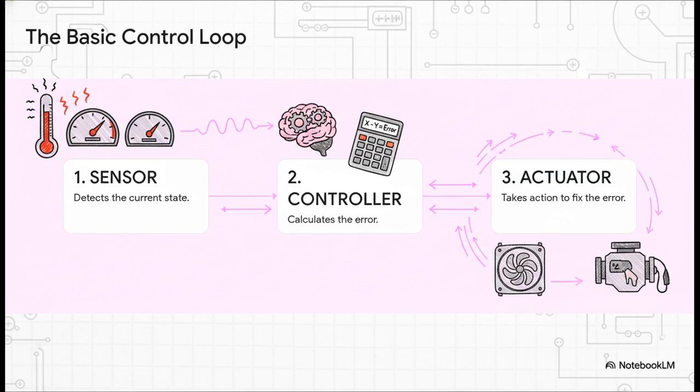First, you have a sensor that measures what's going on right now. Is the room too hot? Next, a controller calculates the error. That's the gap between where we are and where we want to be. Finally, the actuator springs into action to fix that error. Sensor, controller, actuator. This feedback loop is a fundamental concept not just in engineering, but literally everywhere, from our own bodies to the economy. It's a constant dance of feedback and response.